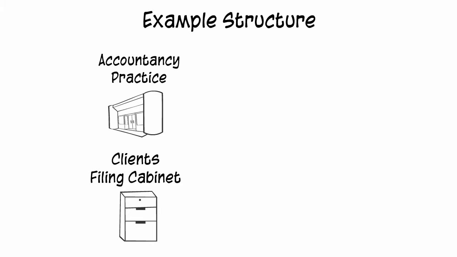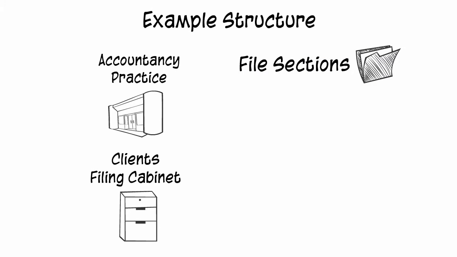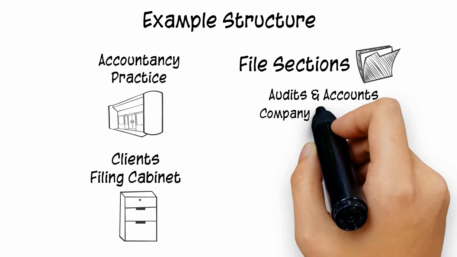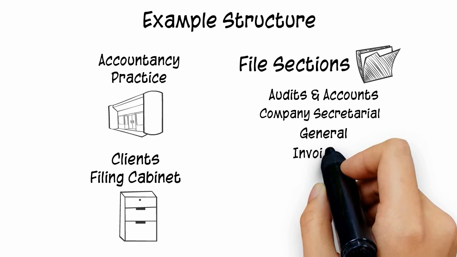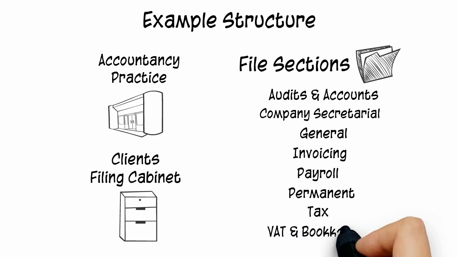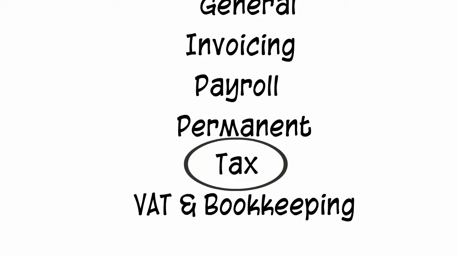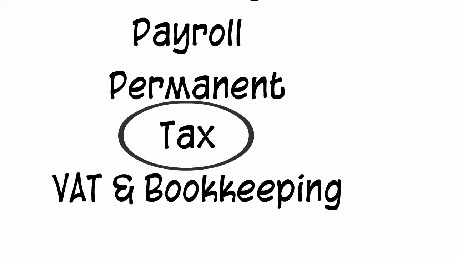Firstly, we have to decide how we want our client files to be broken down. What are the common file sections? We usually set up appropriate sections based on your industry. In this example, we usually set up the following section types. Then we decide what indexes we need for each one of these sections. In our example, we are going to concentrate on the tax section.